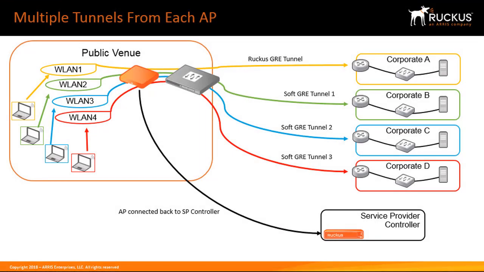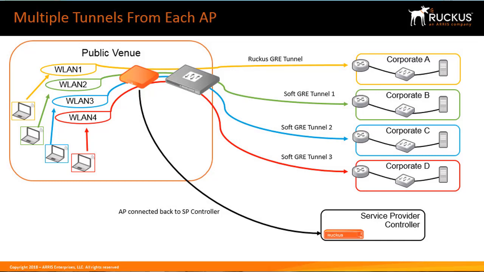So this gives you a visual representation of exactly what we're talking about here. You can have a public venue or an environment where you have wireless LANs configured, and each one of those will terminate or forward its data plane traffic towards its configured gateway. You can have up to 4. You can have a Ruckus GRE tunnel and then up to 3 soft GRE tunnels that can all terminate at a different gateway, as you can see here in this demonstration.